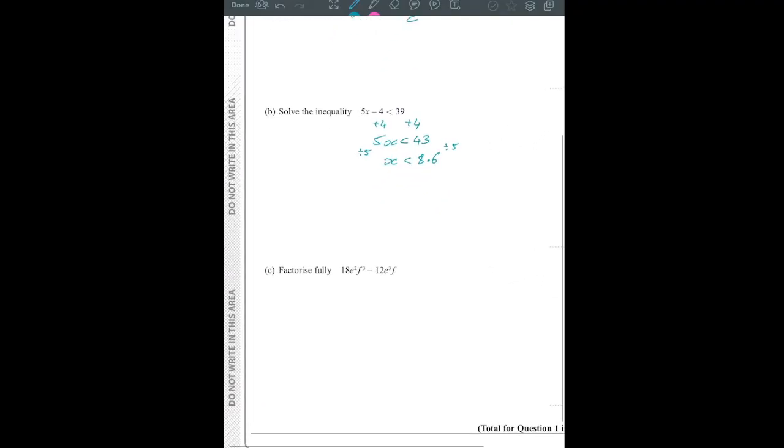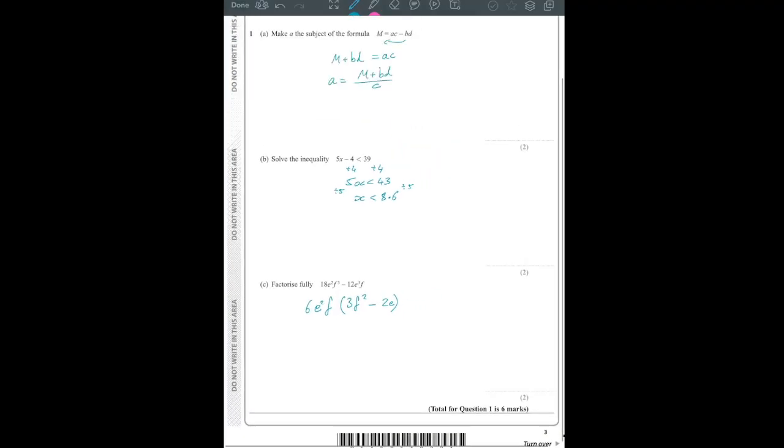And finally, on the first page, let's factorize. The number that goes into both is a 6. We have an e squared in both and an f. The first term, we need 3 and an extra 2 f's. The second, we need a 2 and just an extra e to make everything match up.